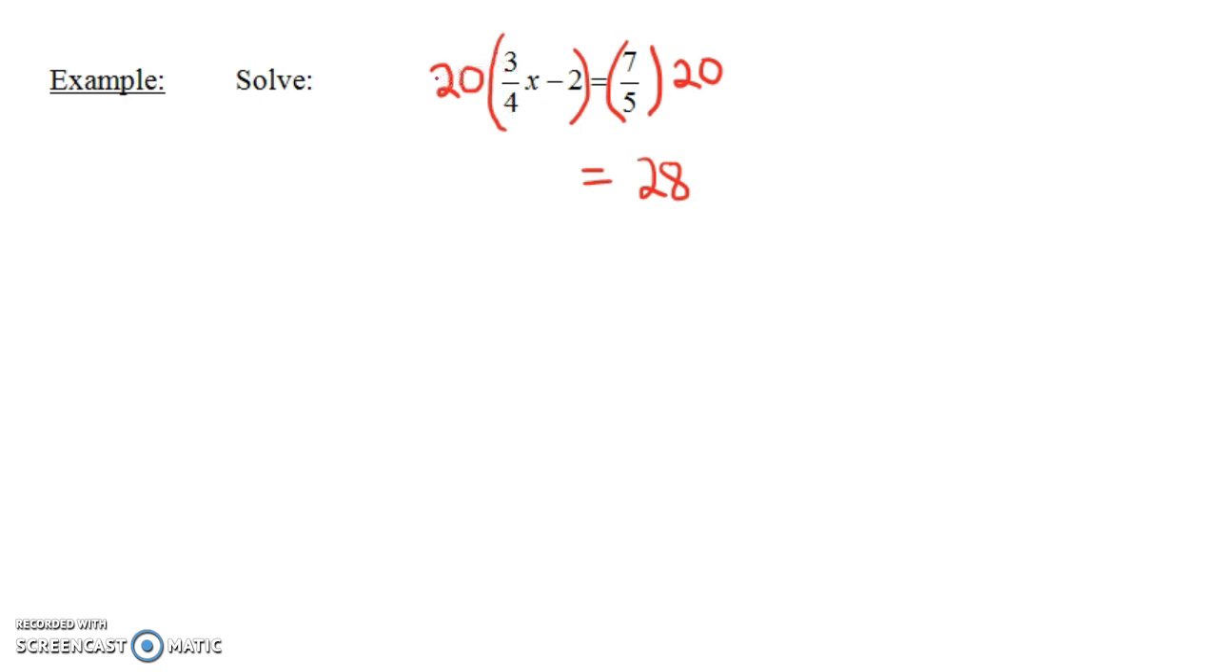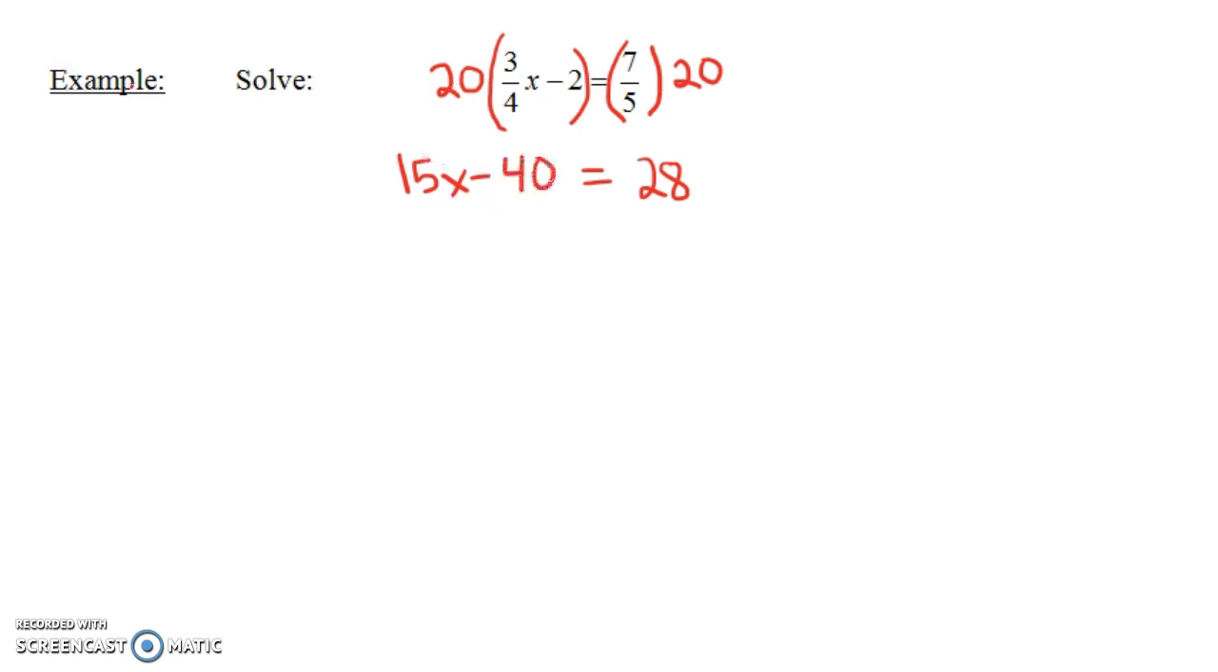You could think of it two ways. You could do 20 times 3 is 60, and 60 divided by 4 is 15. Or you could do the 20 divided by 4 first, that's 5, and then multiply by 3, that's 15. The point is 20 times 3/4 x should be 15x. Okay, and then minus, we still have the 20 times 2, so that's minus 40.